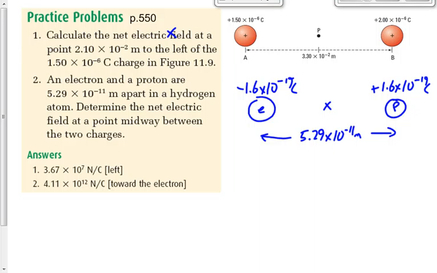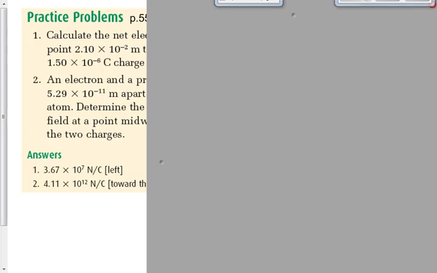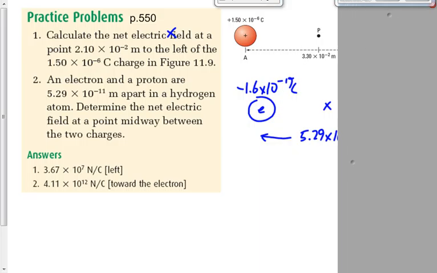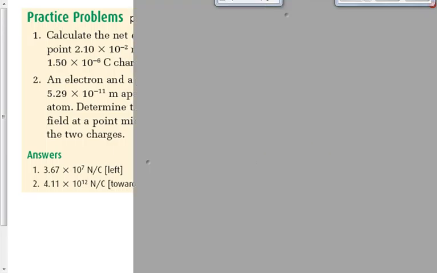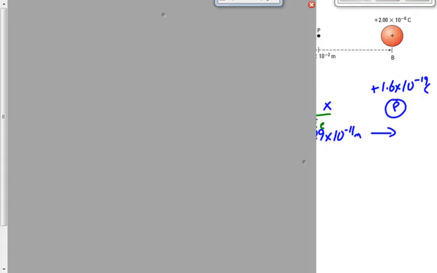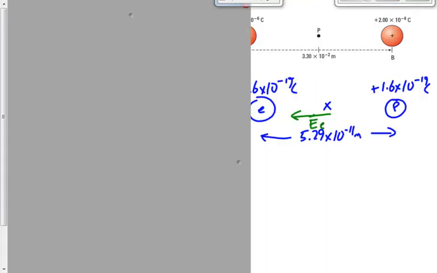The field strength caused by the electron. Let's cover up the proton. Pretend the proton's not there. The field strength caused by the electron is going to be toward the electron because the electron is negative. We always have a field pointing towards a negative producer. The field strength caused by the proton is going to be away from the proton.